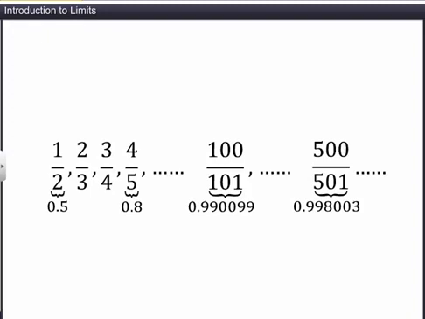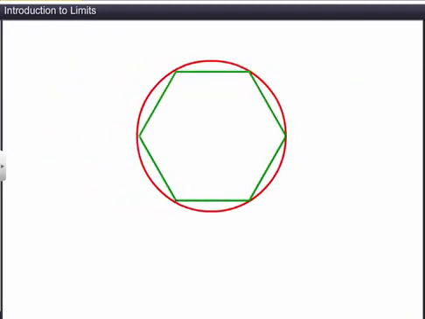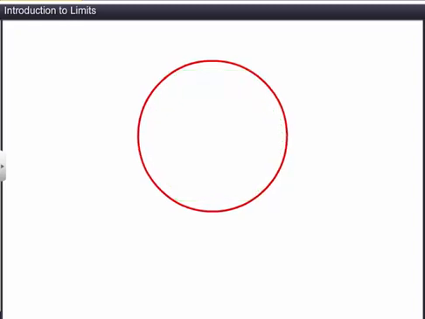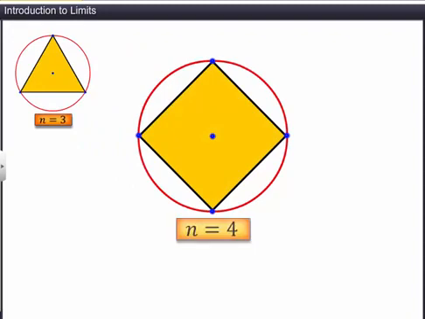Here is another classic example. We have an n-sided polygon inscribed in a circle. We have to find for what value of n will the area of the polygon become equal to the area of the circle. Let's start with the 3-sided polygon, the triangle. We can observe that the area of the triangle is not equal to the area of the circle. Next, we will increase the number of sides of the polygon.